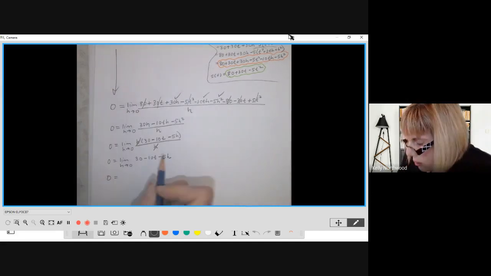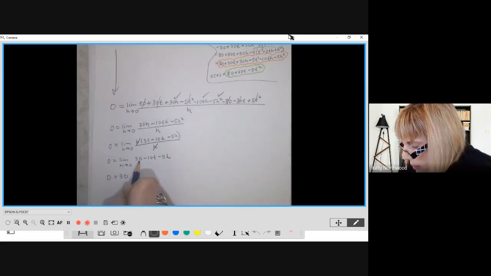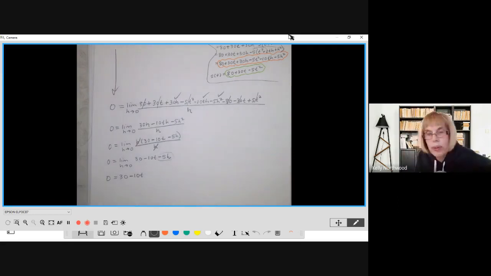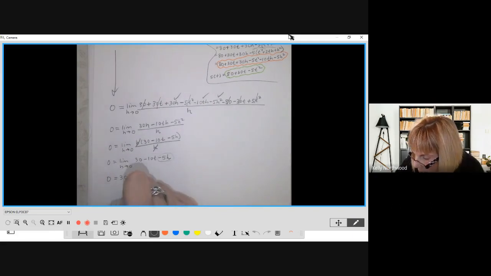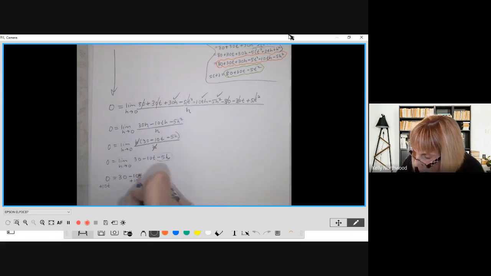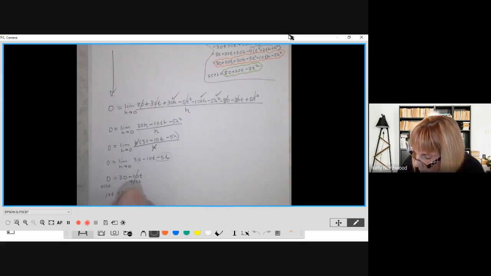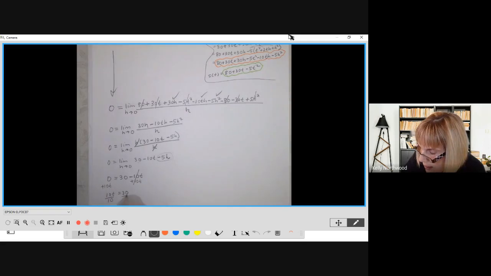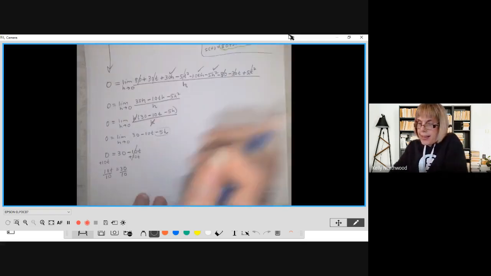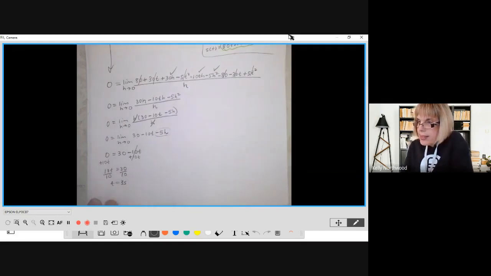So if I let h approach 0, 30 will stay the same because it's not affected by h. And same with minus 10t, it's not affected by h. But as h approaches 0, minus 5h will also approach 0. So now you're left with 0 equals 30 minus 10t, and it's time that we want to solve for. We want to know the time when the pebble's at rest. So we can solve that equation by adding 10t to both sides, dividing both sides by 10. And after all that, we get t is equal to 3 seconds.